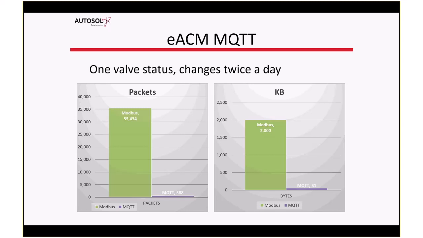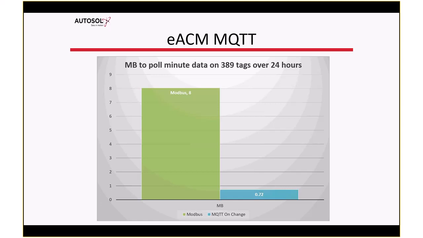So what happens if we scale it up a little more? Well, this site had 389 tags coming in via Modbus. But once those same devices had MQTT on them, they went from consuming 8 megabytes a day, so kind of a lower resolution poll right there already, to 0.72 megabytes a day. So again, a drastic reduction of bandwidth consumption through the implementation of MQTT.